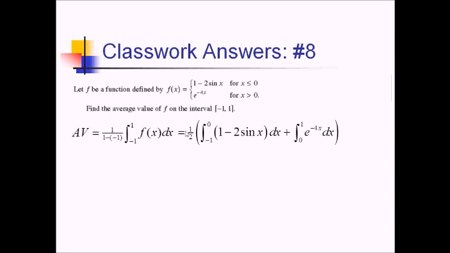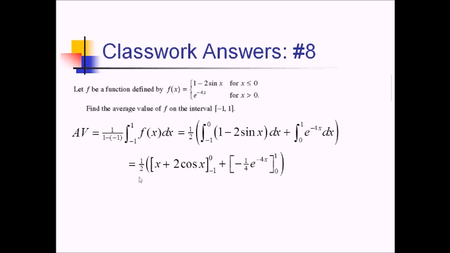So I still have that 1/2 out in front, and going from left to right for this first antiderivative, I've got an x minus, well, let's see now. The antiderivative of sine is negative cosine, so this is going to be plus 2 cosine of x, and this is being evaluated from -1 to 0. Next, I've got the antiderivative of e to the -4x. That's going to be e to the negative 4x divided by the tail here, so times negative 1/4, and that's being evaluated from 0 to 1.